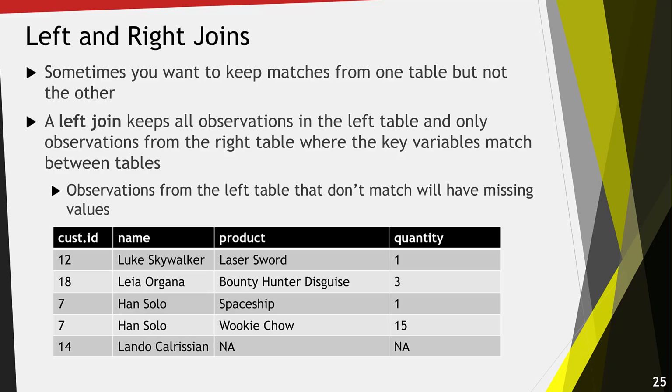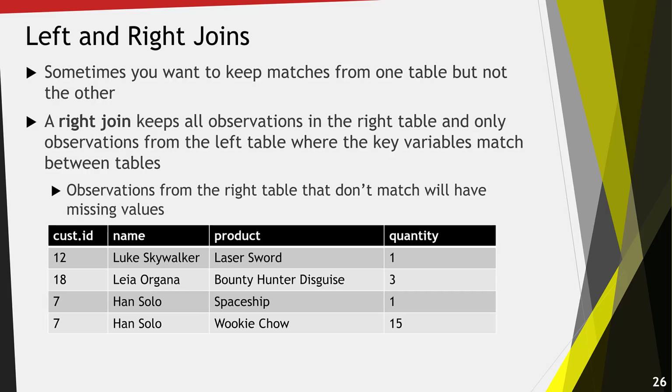Sometimes you'd like to keep matches from one table but not another. A left join is going to keep all observations in the left table and only observations from the right table where the key variables match between tables. Observations from the left table that don't have a match in the right table will still show up in your output, but you'll have missing values, or NAs in R, for the missing information. In the example that we have here, a left join would keep the Lando Calrissian customer record, but again, we would have NAs for the product and quantity because there's no corresponding order.